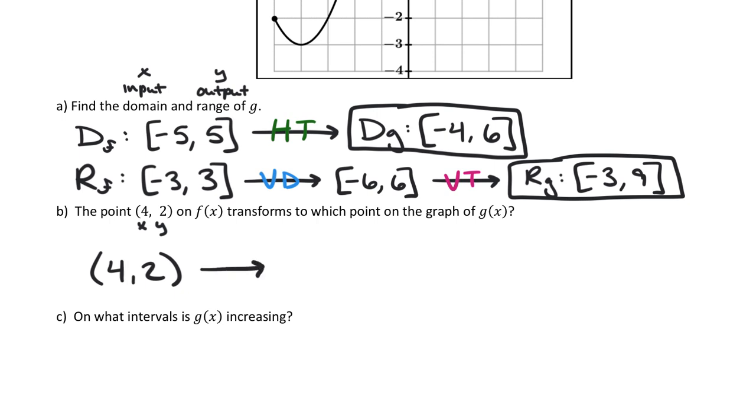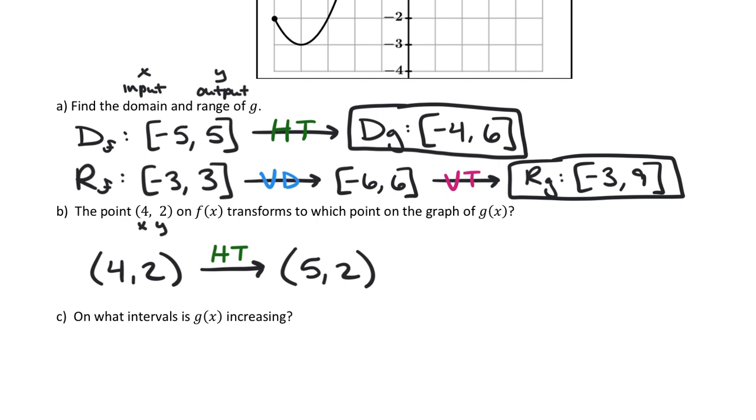let's first take care of the input values. So I need to horizontally translate this by adding 1. I'm moving the HT on top of the arrow because I'm realizing I'm writing in color, but you writing not in color might not be able to see that. We need to just add 1 to the input values. I did not add 1 to the output values because horizontal translations only affect the input values, so the x's.